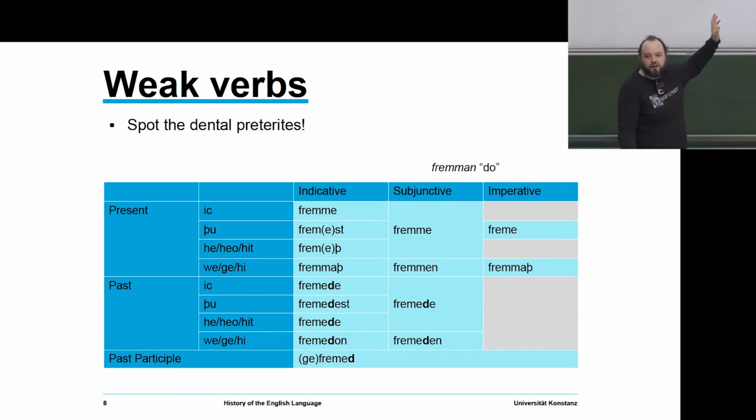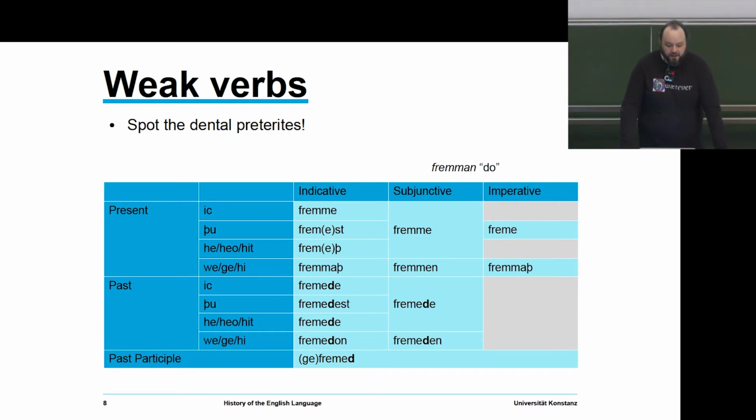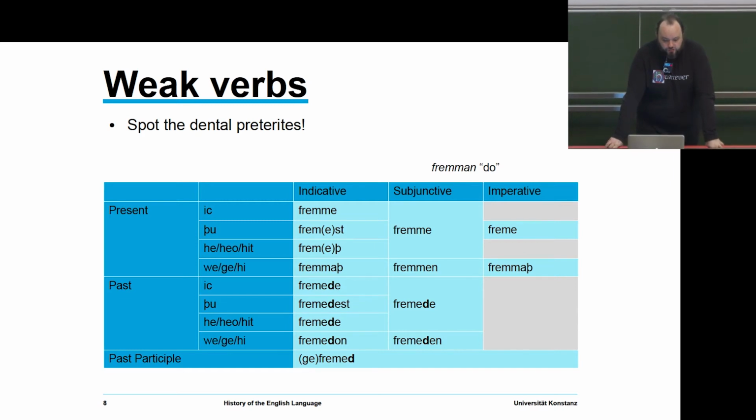That's this dental preterite that I keep banging on about. So this is the dental preterite that I introduced 2 weeks ago, and this is what marks out a weak verb from another verb. So rather than a vowel change, in the past tense of fremman, to do, we find fremede and fremeden in the plural in the subjunctive.